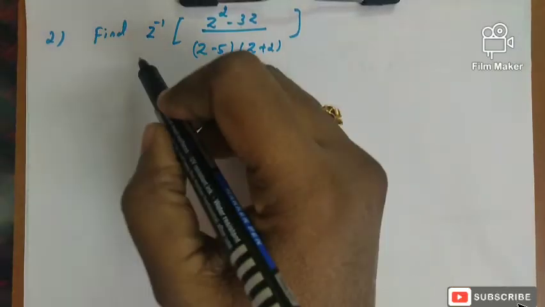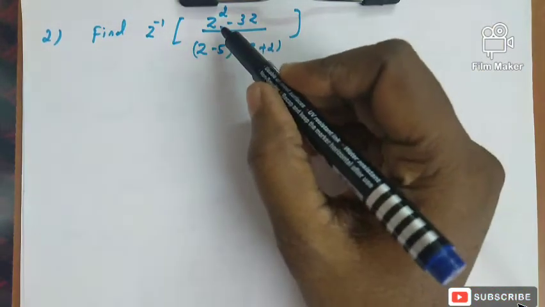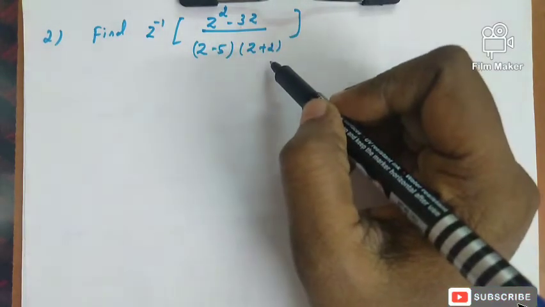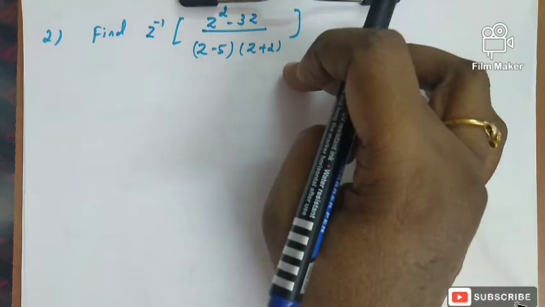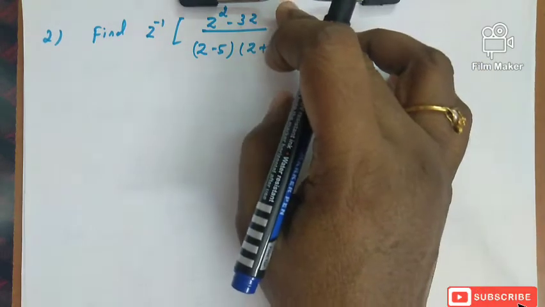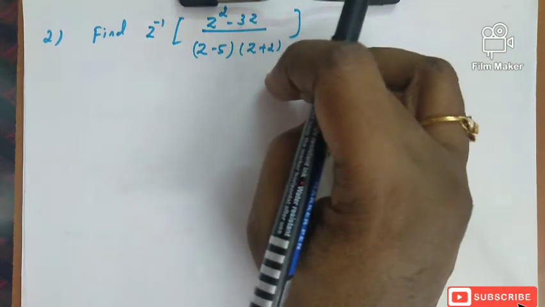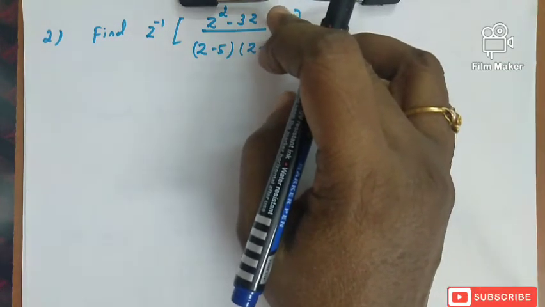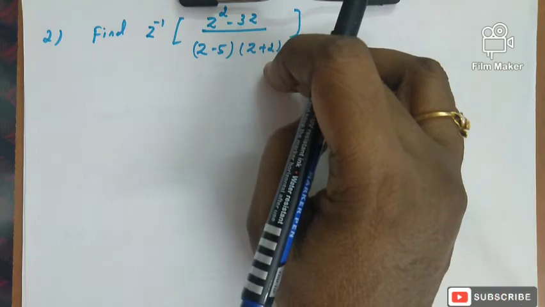Now look at the second question. Find Z inverse of Z square minus 3Z divided by Z minus 5 into Z plus 2. Here also, the degree of the numerator is equal to the degree of the denominator. If it is possible to make the numerator degree less than the degree of the denominator, we can do that.